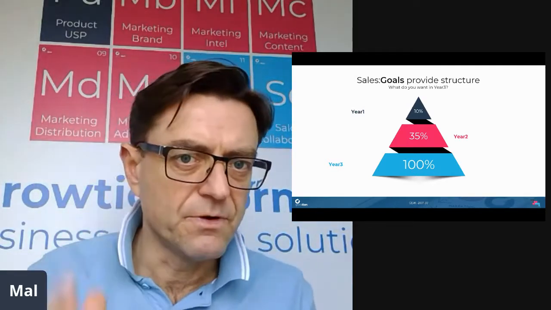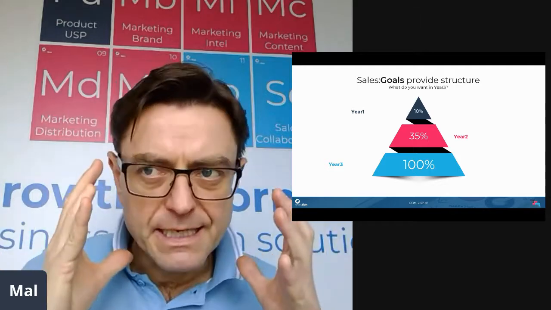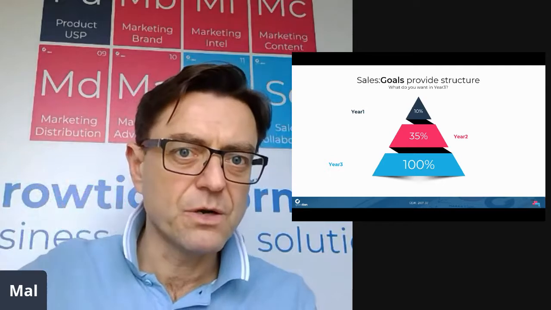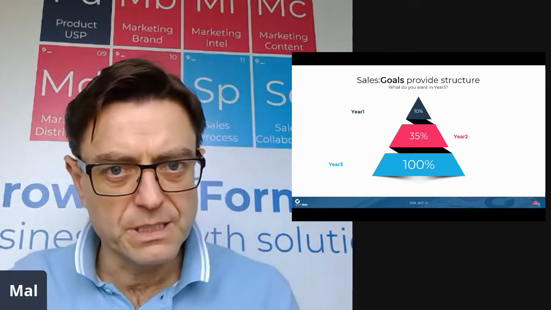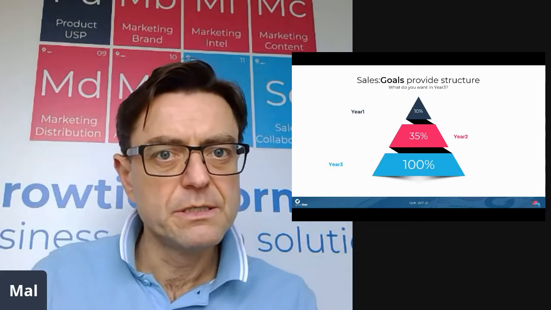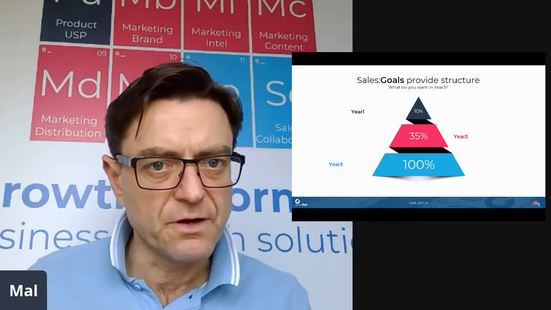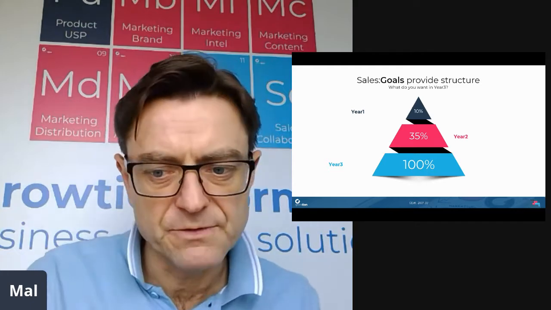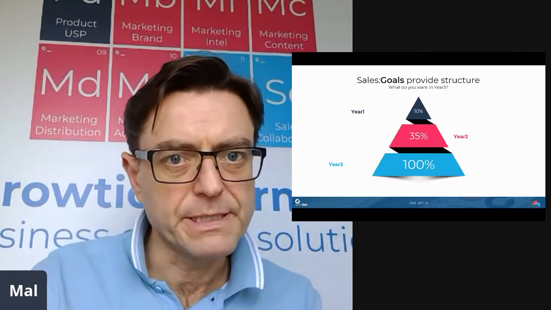All right, again, this is a very broad guide, but it gives you the structure to think about how you are going to get to that month 36 target. So you want by the end of year 1 to be at 10%, by the end of year 2 to be at 35%, by the end of year 3 to be at 100% of what that dream is for you. All right, so that's your start point.